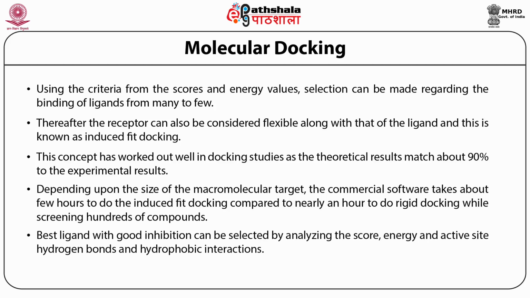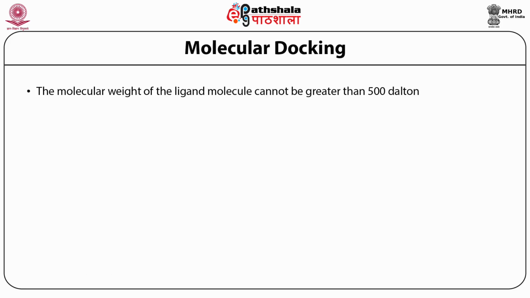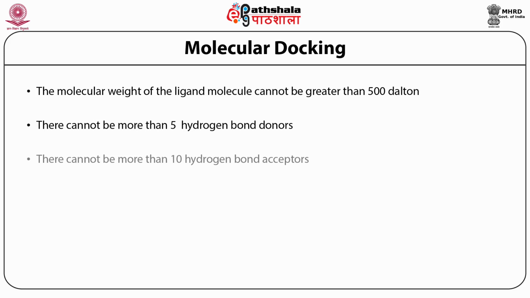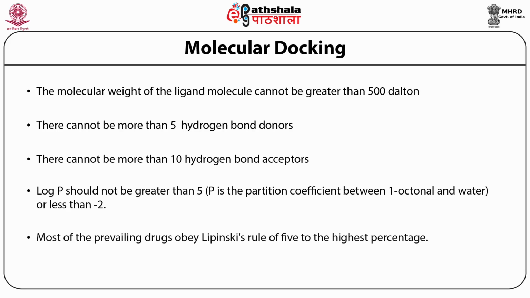The best ligand with good inhibition can be selected by analyzing the score, energy and active site hydrogen bonds and hydrophobic interactions. For the initial filtering of the ligand, Lipinski's rule of 5 can be used, namely, the molecular weight of a ligand molecule cannot be greater than 500 Dalton, there cannot be more than 5 hydrogen bond donors, there cannot be more than 10 hydrogen bond acceptors, and the logarithm of the partition coefficient, log P, should not be greater than 5 or less than -2. Most of the prevailing drugs obey Lipinski's rule of 5 to the highest percentage. That is why in designing new drugs, we just want to check these rules.